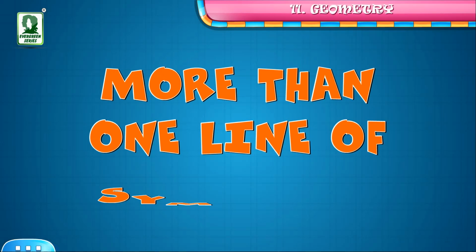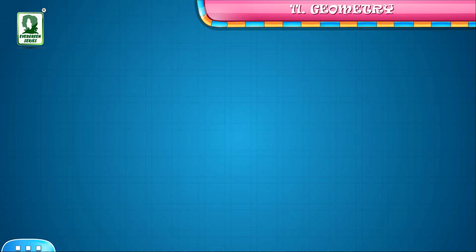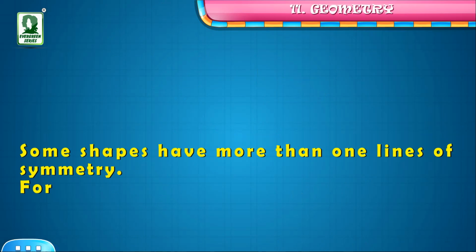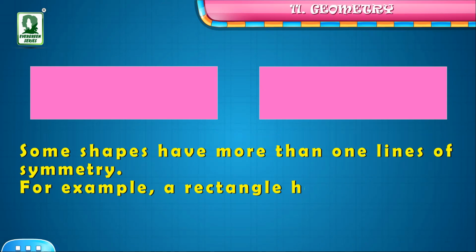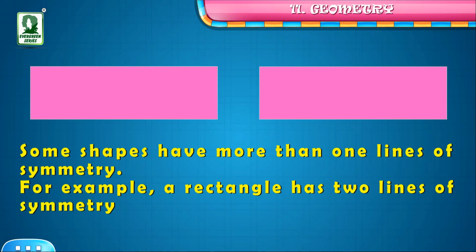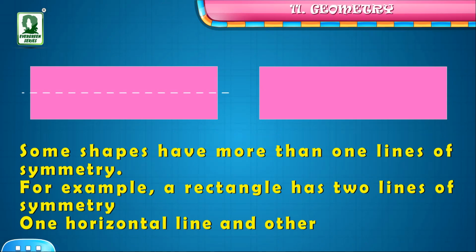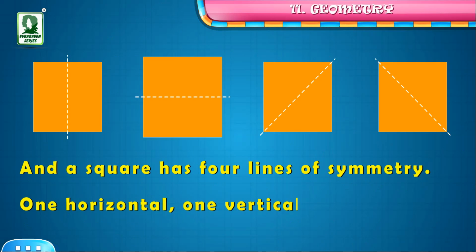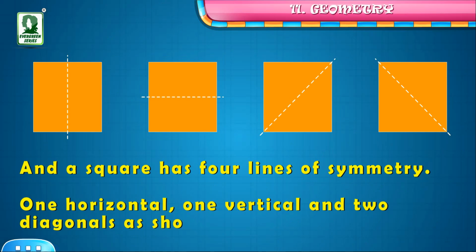More than one line of symmetry. Some shapes have more than one line of symmetry. For example, a rectangle has two lines of symmetry, one horizontal line and one vertical line. And a square has four lines of symmetry, one horizontal, one vertical, and two diagonals as shown.